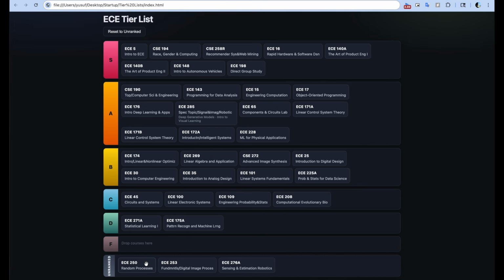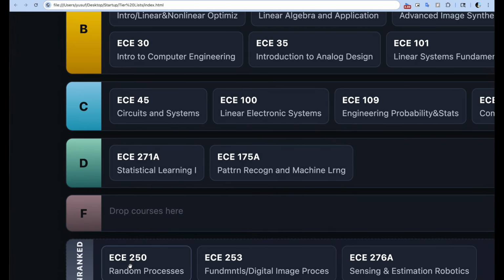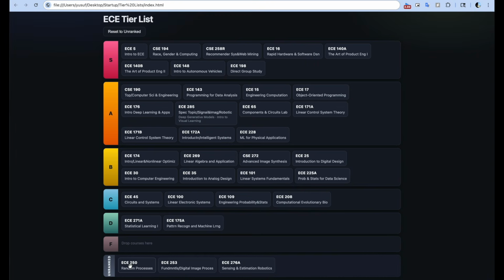250, random processes. It has a lot of intersection and overlap with ECE 225. It'll help you be good at things like probability and statistics and more stochastic things. I don't think it's that important, but it would help you. Again, as a class though, the grading is really bad. I only took it for comp exam reasons, so basically I'll throw it down there as a C tier.